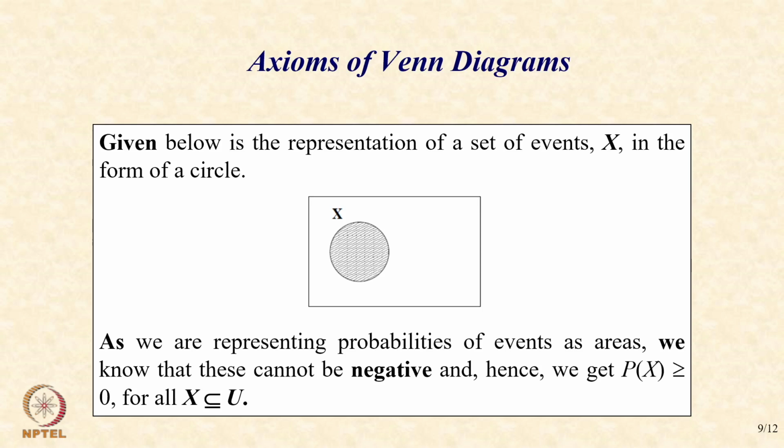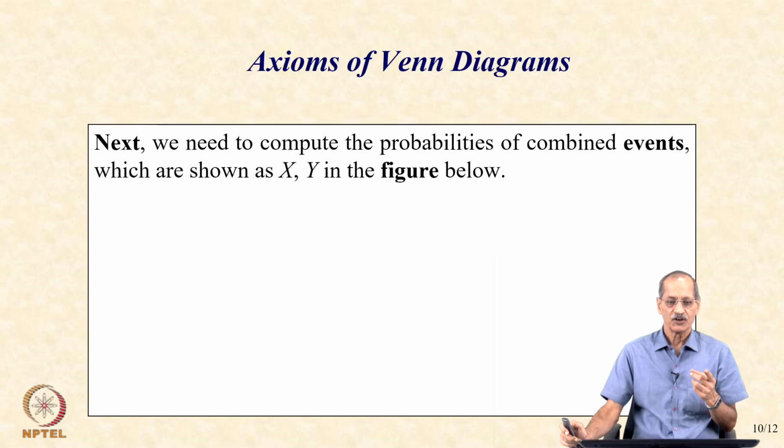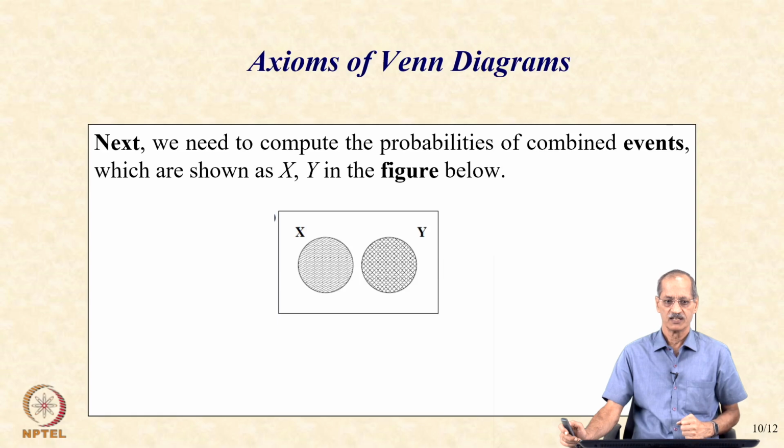For all X belonging to the universe, and please note, the maximum probability is 1 only, because there is only one true event which is part of this whole game. Next, we need to compute the probabilities of combined events, because we need to understand the implication of dependence and independence. So, let us now consider another event Y along with an event X, both of which are part of the same universe as shown here.